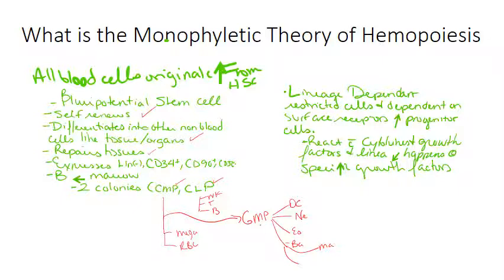The lineage is restricted and dependent on the surface receptors as well as the progenitor cells. Sorry for these arrows, I must have transferred into written or text speech when I transferred these notes over. So it reacts with the cytokines and growth factors. Very important. Cytokines and growth factors are essentially signals sent by cells to make sure that the proper lineage happens with specific growth factors and at specific times. So cytokines really are the determinant of what's going on. Okay, let's move on.